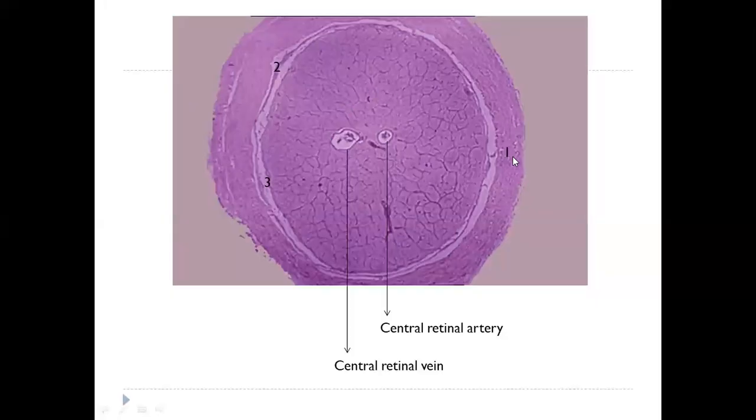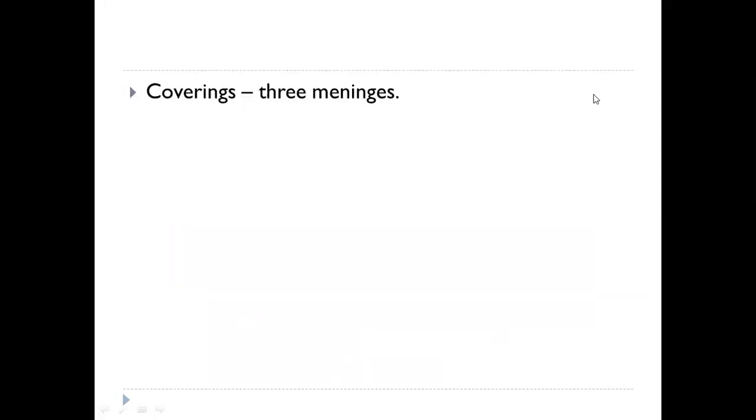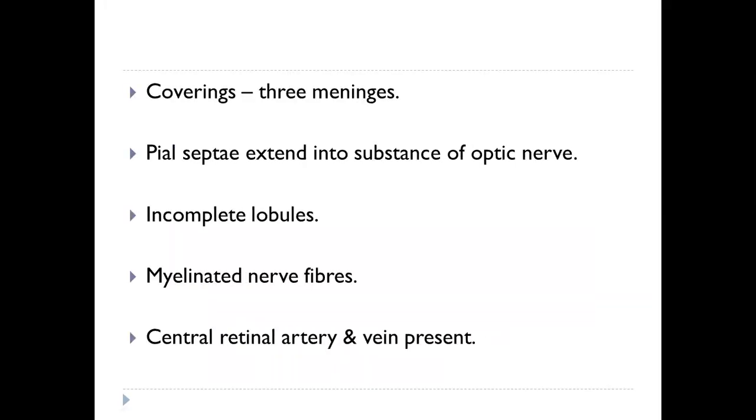And this is just to show you the coverings again of the optic nerve. This is the hematoxylin and eosin stained preparation. This is the dura mater, the outermost layer. The second layer is arachnoid mater. The innermost layer is pia mater, which gives septae, the pial septae, to divide the optic nerve into different incomplete lobules. These are the points that I have mentioned.